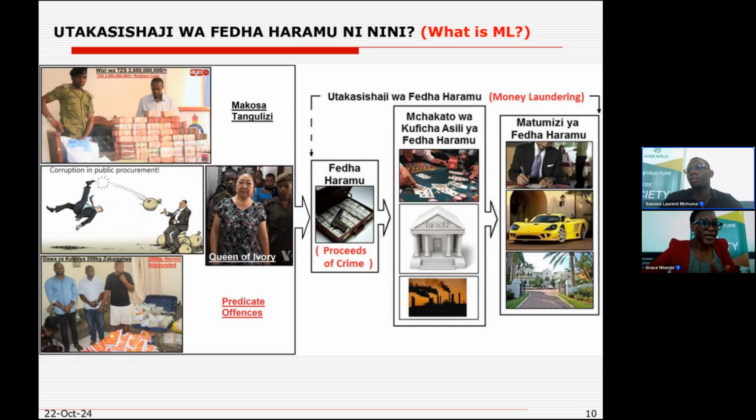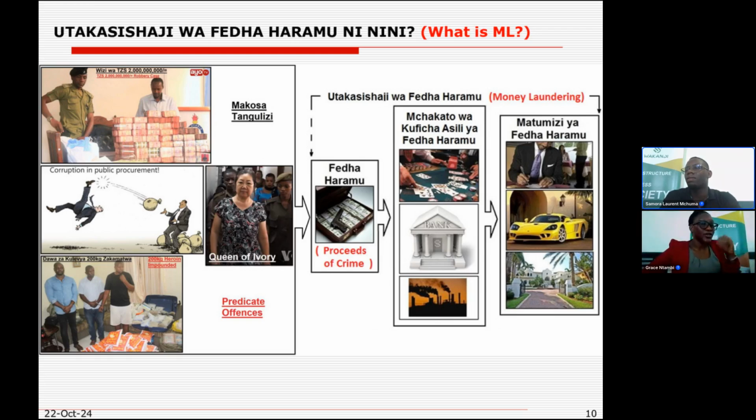So you have this money gotten from all these predicate offenses, and then we go to what happens to be the proceeds of crime. Whatever is gotten from this predicate offense is transferred into money, and this is what we call money laundering: the whole process of making illegal money to be clean money, as we say. So how can that be done?